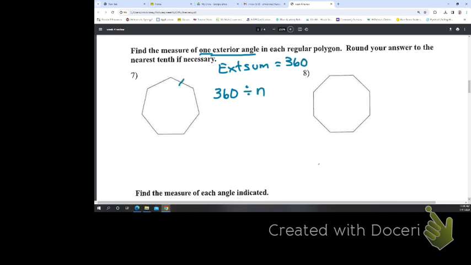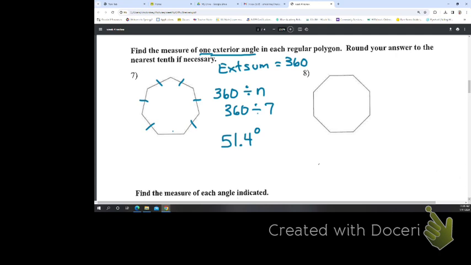So here I have 1, 2, 3, 4, 5, 6, 7. So I'm going to do 360 divided by 7. What did you guys come up with for 360 divided by 7? 51.4. Good. Again, had to do some rounding there. It just says tenth, so 1 decimal place.